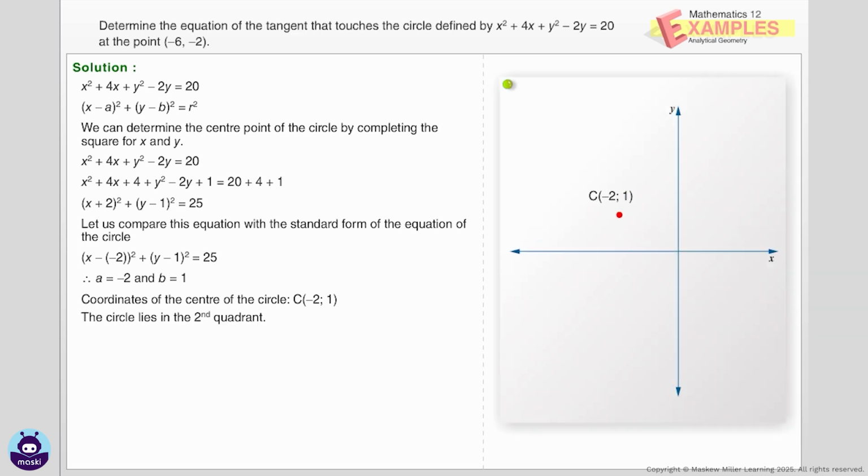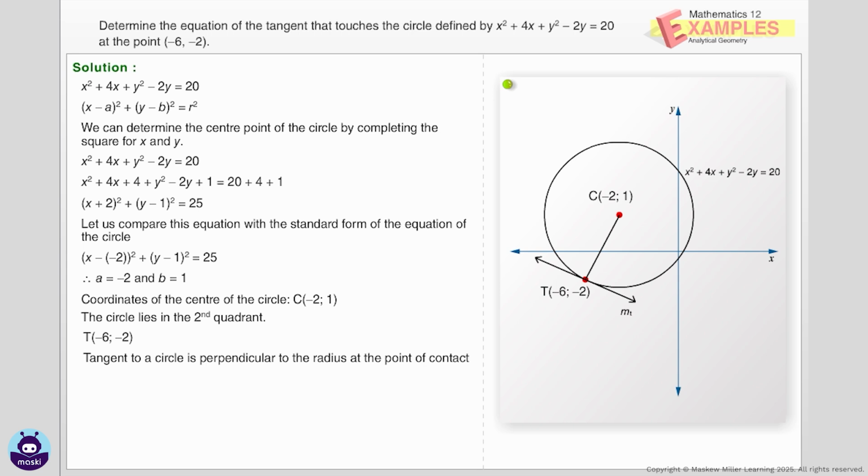We know the coordinates of the point that touches the circle. Let us denote the point as T. T equals (-6, -2). To determine the equation of the tangent, we need to know its gradient. We know that the tangent to a circle is perpendicular to the radius at the point of contact, and the product of the gradients of two perpendicular lines is -1. Using these two axioms, we can determine the equation of the tangent.